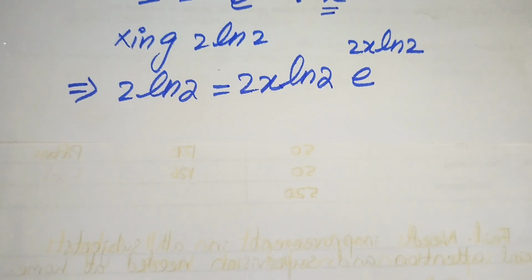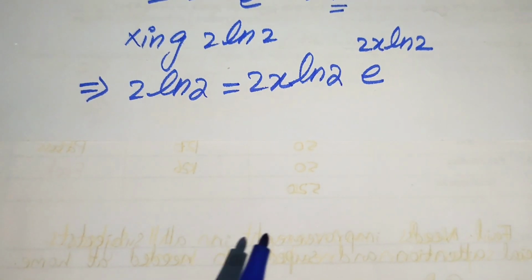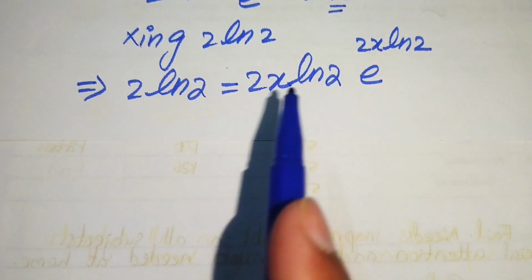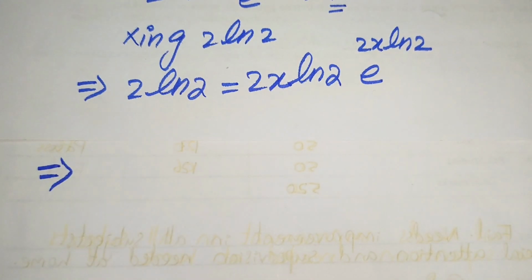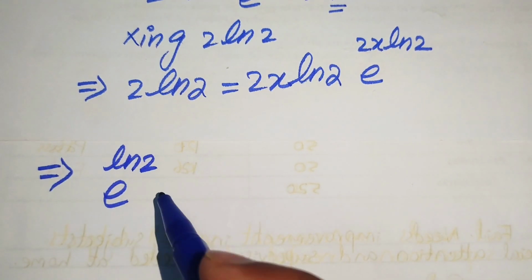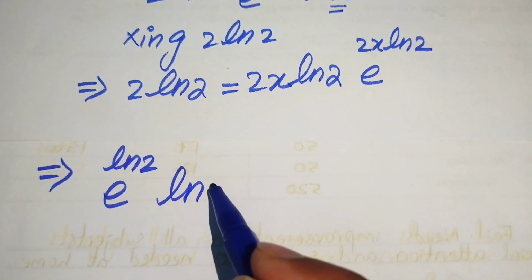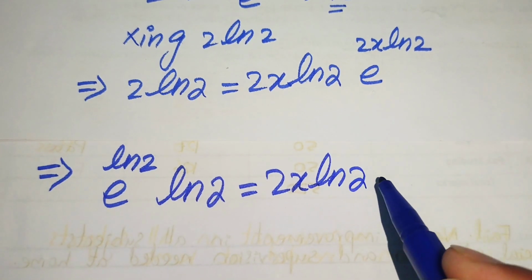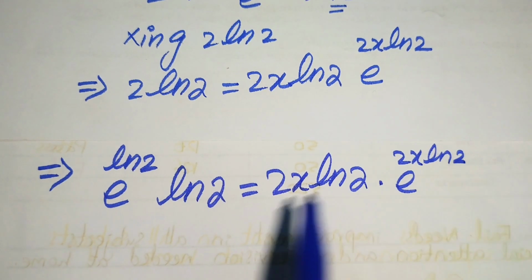And now after that, we need to focus on the left hand side, and we make this 2 log 2 in the form of this one. So again we write this 2 in the form of exponents, and we write it as e to the power of log 2, and this is our log 2 is equal to 2x log 2 multiplied by e to the power of 2x log 2.